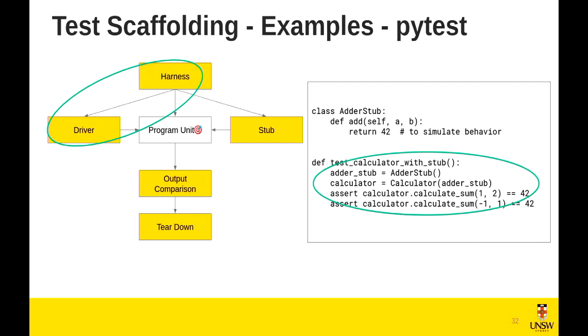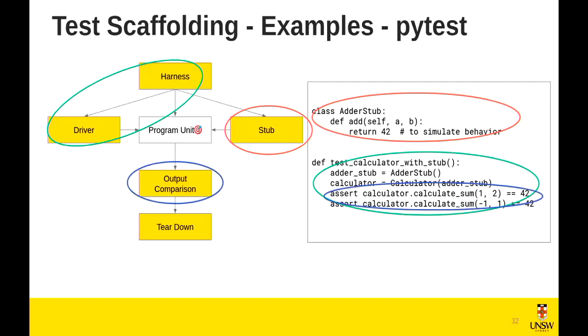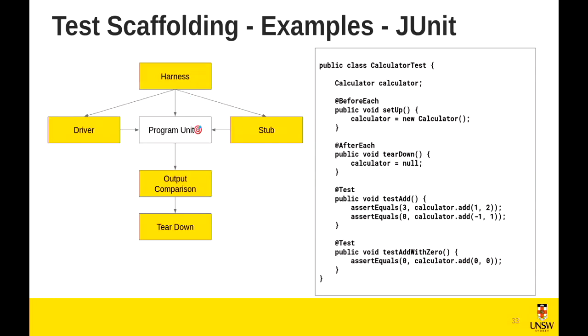And let's try to find the stub. The stub is very obvious; it is named stub in this example. We can also see the output comparison here, using assertions. And in this example, we don't really have tear down. So this is the example using Python.